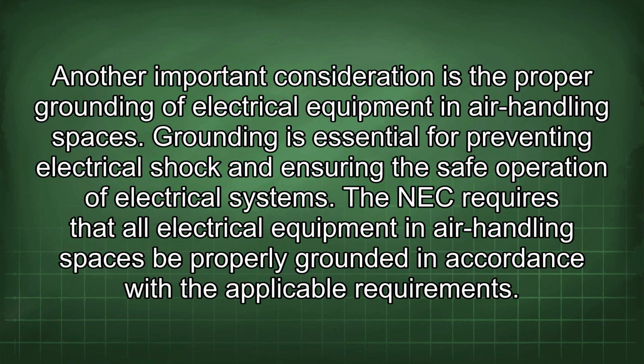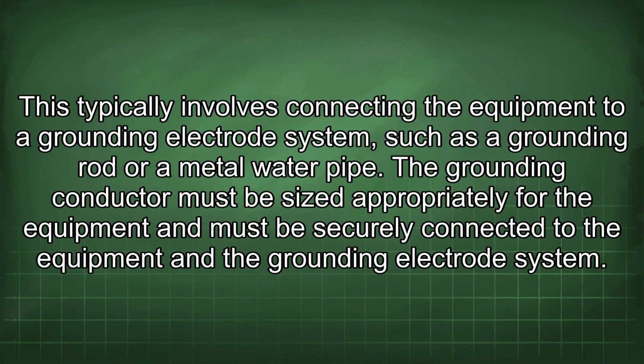Another important consideration is the proper grounding of electrical equipment in air handling spaces. Grounding is essential for preventing electrical shock and ensuring the safe operation of electrical systems. The NEC requires that all electrical equipment in air handling spaces be properly grounded in accordance with the applicable requirements. This typically involves connecting the equipment to a grounding electrode system, such as a grounding rod or a metal water pipe.